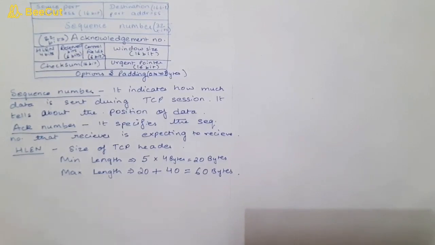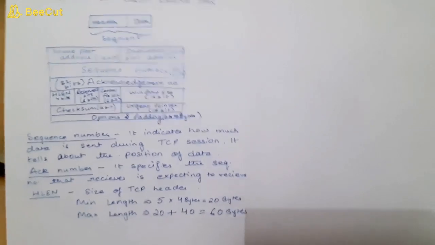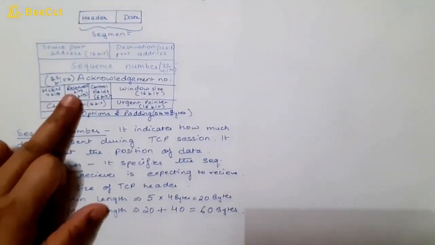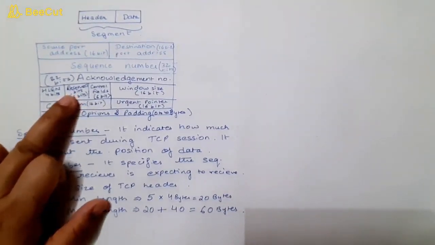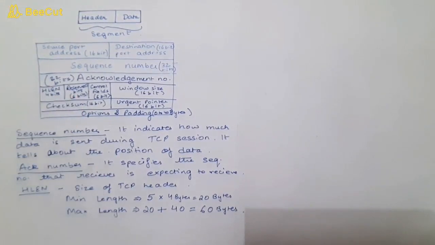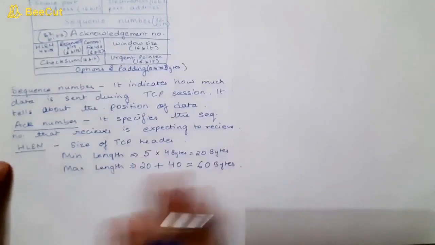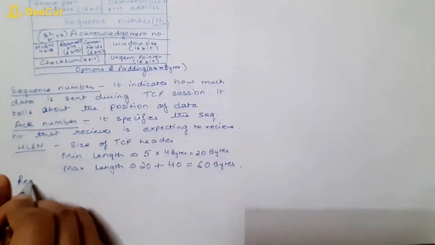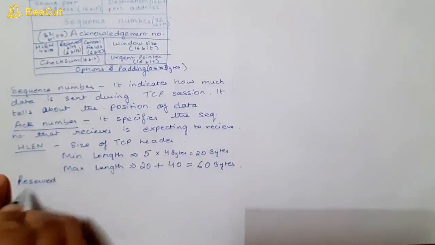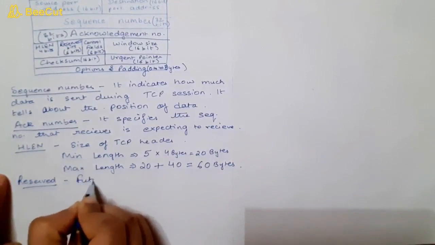The second is reserved bits. Reserved bits means that these are used for future purposes.